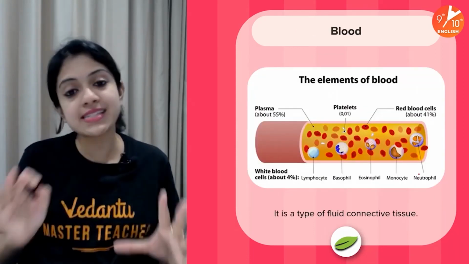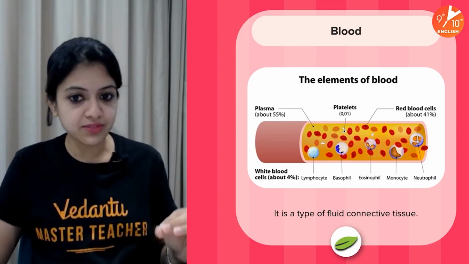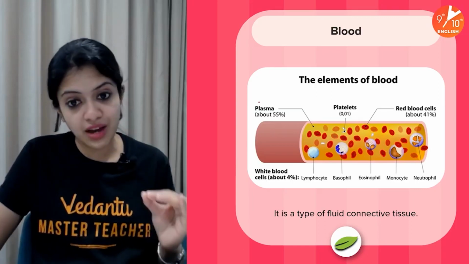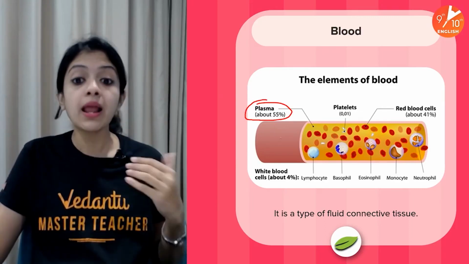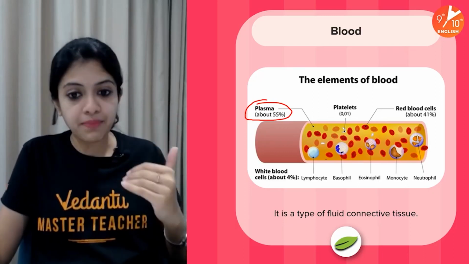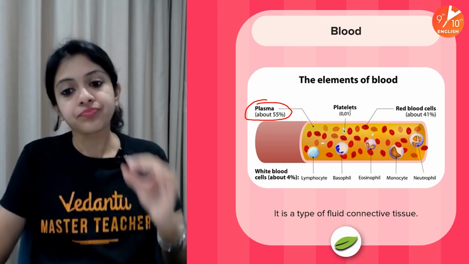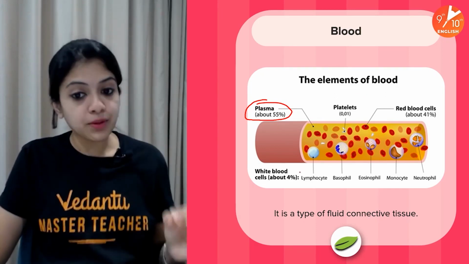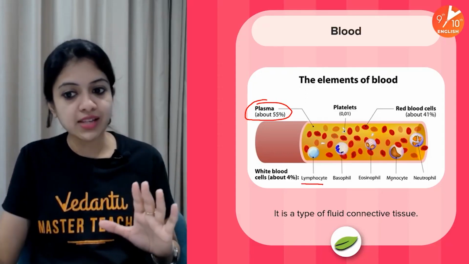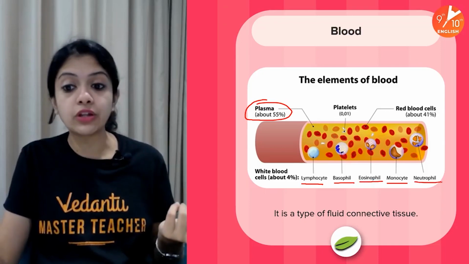As I have told you, this is the simplest kind of connective tissue in the body. So it's a fluid connective tissue. These are the components of the blood that we have. 55% of our blood is made up of what we call plasma, which is the fluidy matrix. And in the fluidy matrix, we've got the different blood corpuscles or the blood cells: RBCs, WBCs, and platelets. Different kinds of WBCs are lymphocytes, monocytes, eosinophils, basophils, and neutrophils.